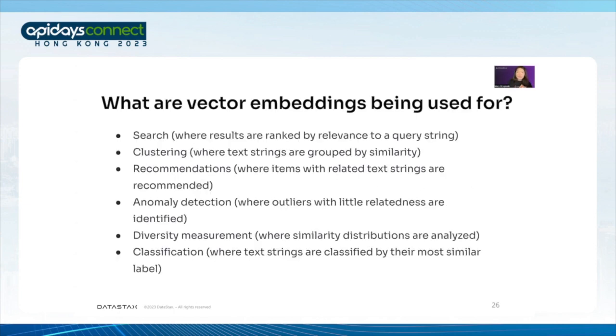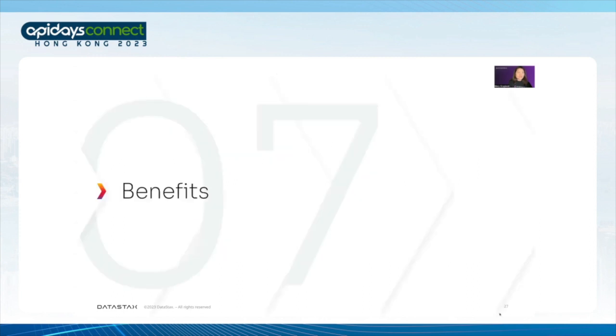And what are vector embeddings being used for? For search, clustering, recommendations, anomaly detection, diversity measurement, and classification. So all of these are what vector embeddings are used for.